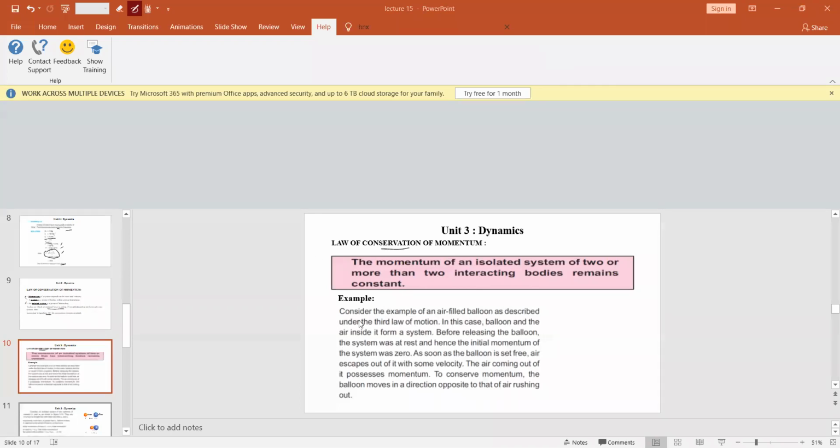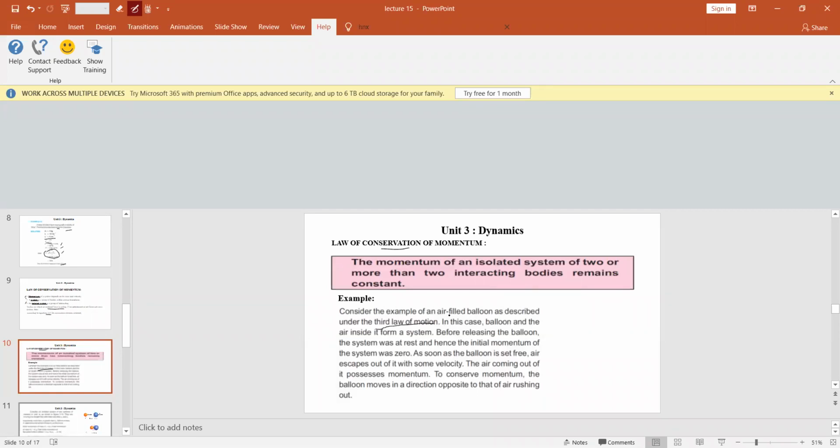So this definition will be clearer with an example. Consider the example of an air-filled balloon as described under the third law of motion. Also keep in mind, when you are dealing with the law of conservation of momentum, there is always a third law of motion.